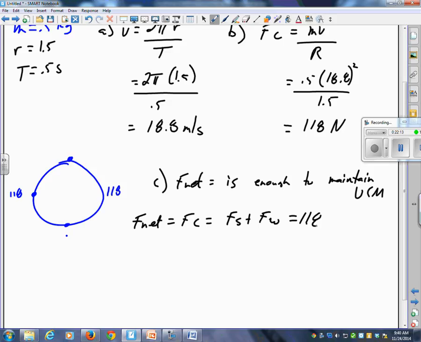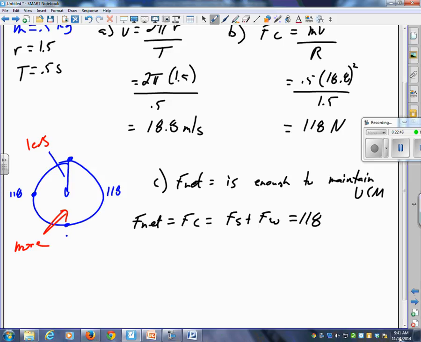Okay, so the net force, which is the centripetal force, which is equal to the string tension plus the weight force, must be equal to 118. Now, here's one of those dangerous situations where the positives and negatives matter. Oh yeah, big time, right? Keep in mind, the string tension here must be, oh, I got it backwards again. String tension at the top is less. String tension at the bottom here is more, right?